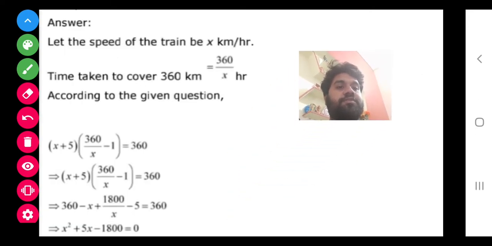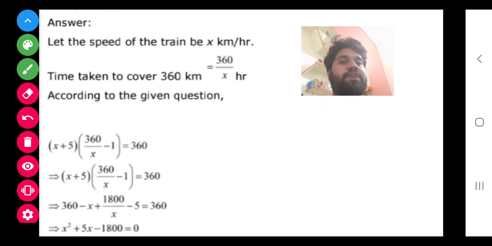So first of all we will have to consider the speed of the train as x. As the distance covered is given, 360, the time taken will be equal to 360 upon x. Now the question is, when the speed is increased by 5, that is x plus 5, you can see here x plus 5, and time will be reduced by 1.